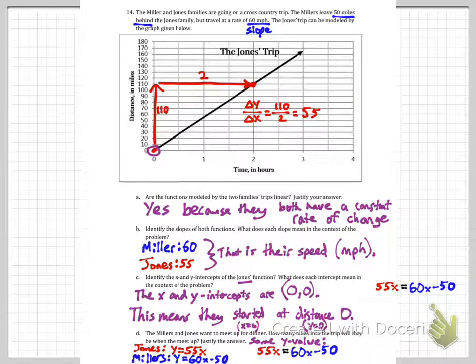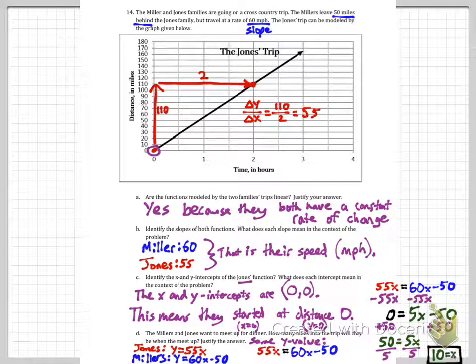Anytime you have two equations and they're meeting, you can just say, hey, if they're both equal to y, what if they're equal to each other, and solve it. So let's solve for x here. I'm going to subtract 55x from both sides just to get them all on one side. 0, don't forget that, 0 equals 5x minus 50. Now I'm going to add 50 to both sides and start getting the stuff away from the x. We get 50 equals 5x, divide by 5, and you get x equals 10. In other words, the number of miles into the trip is 10. Whoops. Sorry, that is not miles. That's how many hours into the trip.